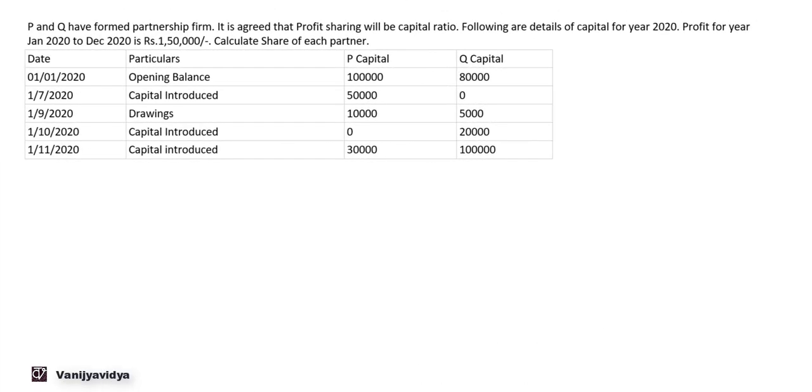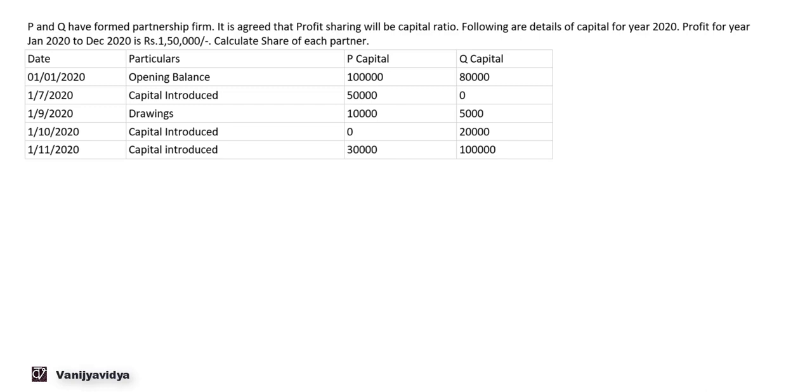P and Q have formed a partnership firm. It is agreed that profit sharing will be in capital ratio. Following are details of capital for the year 2020. Profit for January 2020 to December 2020 is rupees 1,50,000. Calculate share of each partner. Now we are given date, particulars, P's capital, Q's capital, then different dates, then what are the transactions or events on that particular date in P's capital and Q's capital. Now we have to calculate the capital ratio.